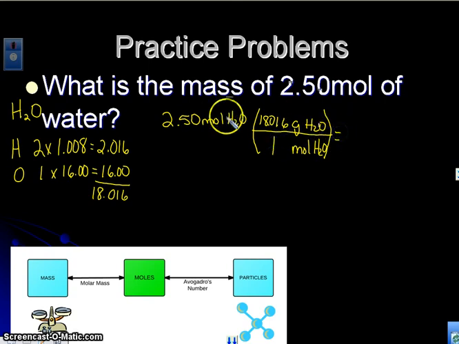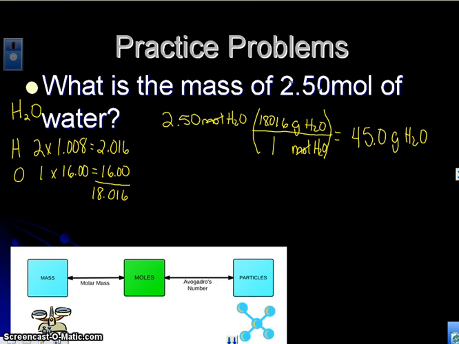Now you can see that moles will cancel, and I'll be left with grams of H2O. When you punch this into your calculator, you should get 45.0 grams of water. Please make sure that you're looking these things up on your reference table, and that you're punching the numbers in on your calculator to be sure that you're getting the correct numbers, especially the ones that have the exponents, because those can be tricky.